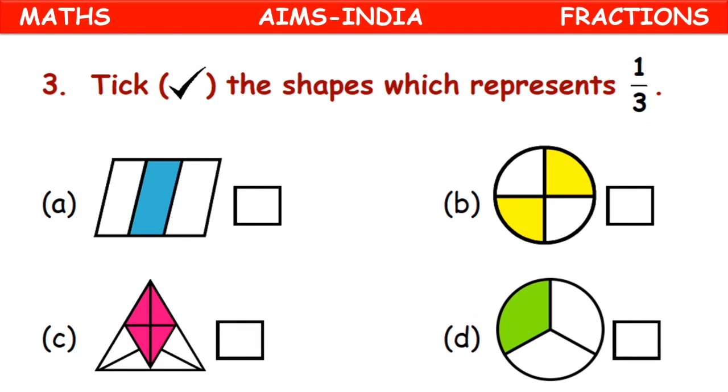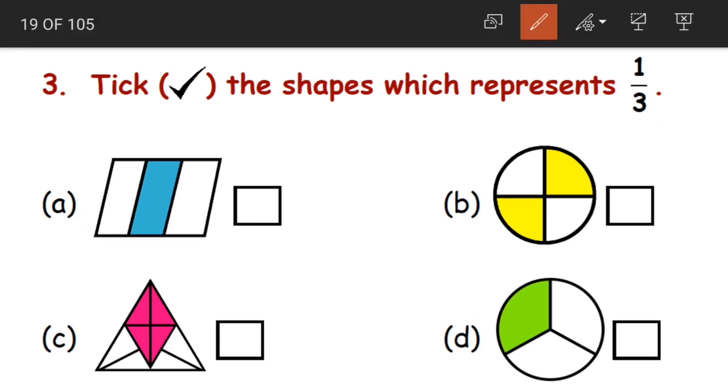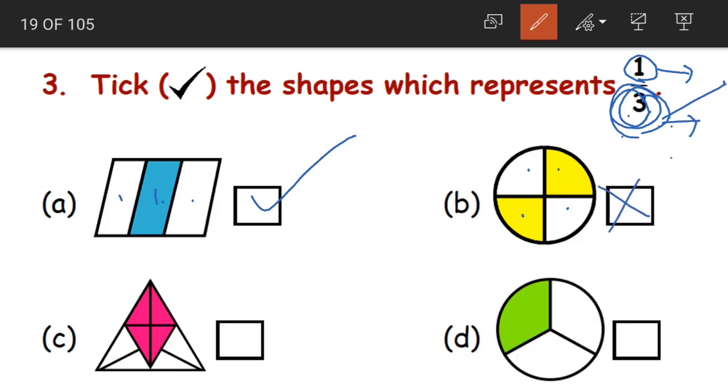Now tick the shapes which represent 1 by 3. See, what does the numerator mean? One part should be shaded and 3 means the total number of parts should be 3. See, 1, 2, 3 parts. Yes, and 1 is shaded. So A is our correct answer. Coming to B, 1, 2, 3, 4 parts, but we want only 3 total parts. So B is our wrong answer.